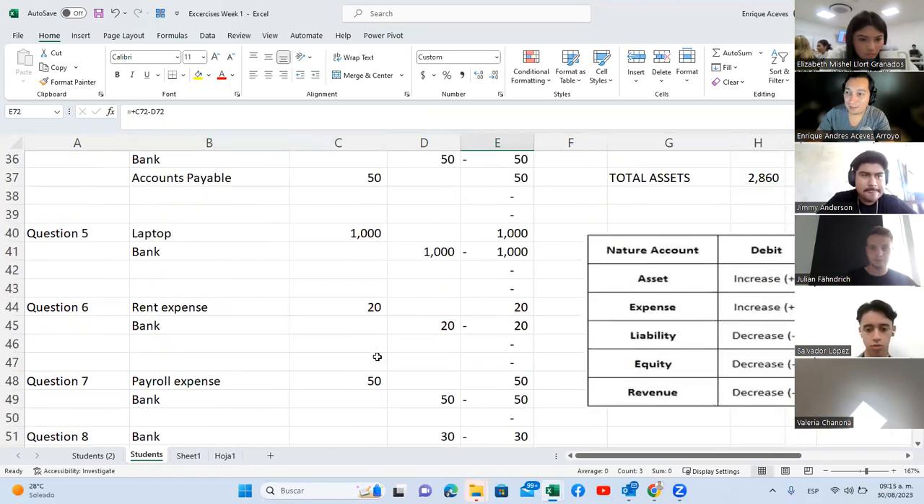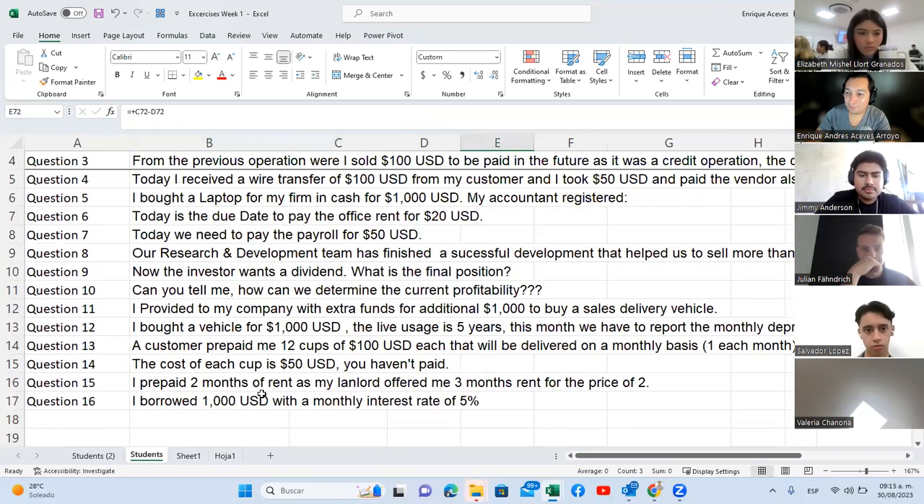The last one, guys, the last one. I borrowed $1,000 with a monthly interest rate of 5%. Bank liability, bank debt. Bank liabilities. Tell me the registers, Danny.